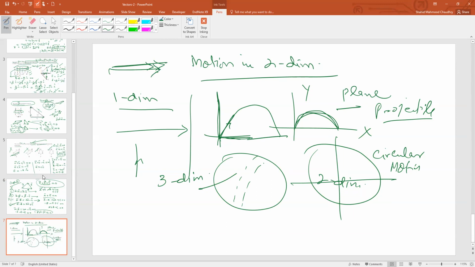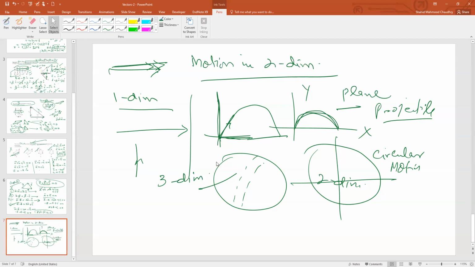So here our target is to study the 2 dimensional motion, and when the dimension increases in physics or in mathematics, things become a little difficult. 3 dimension is more difficult than 2 dimension, but 2 dimension is not too difficult. But here you will see and check all these things.